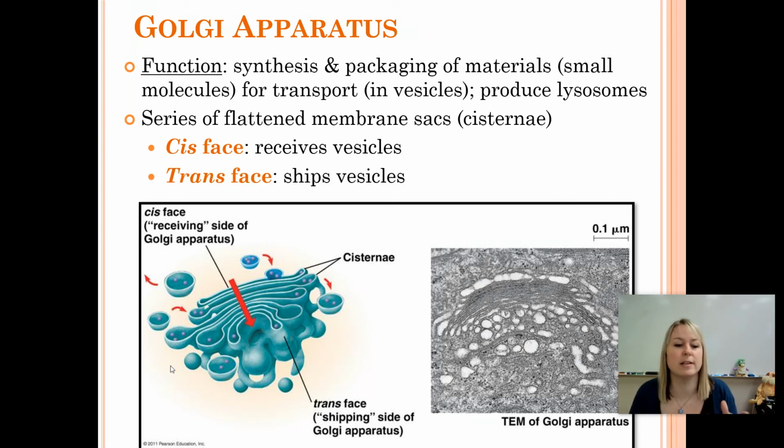So again, the cis face receives vesicles coming from the ER. The trans face is where they leave. So this is a dynamic structure. It has membrane being constantly added to it, and then membrane is being taken away as it is formed into vesicles. So it is constantly changing size and shape, and it is a very dynamic structure, which is why when you guys see it in drawings and you have to try to identify it, it can take all kinds of different shapes in drawings because it is a dynamic structure.